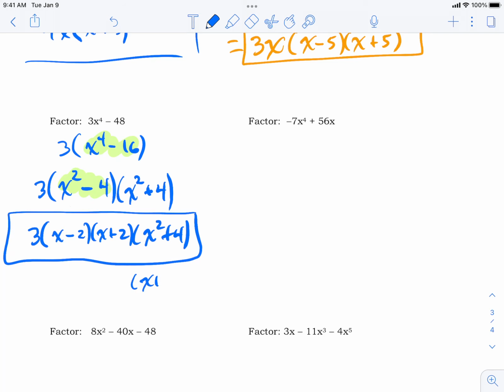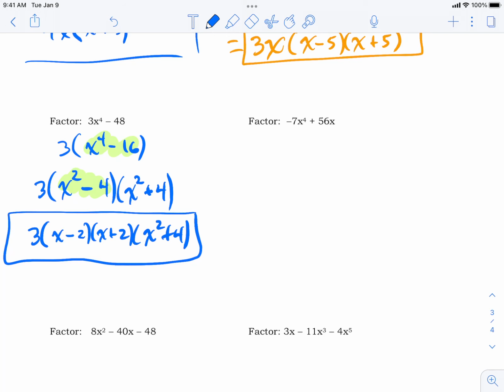Some people say, well, what if I do x plus 2 times x plus 2? Well, you'll get x squared. You'll get plus 2x. You'll get another plus 2x plus 4. So you get x squared plus 4x plus 4, which is not what that is. So trust me for today. Sums of squares, nope, don't do them. Difference of squares, do them all day long, but sums of squares, nope.